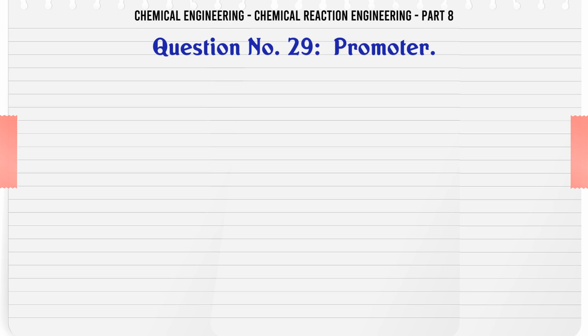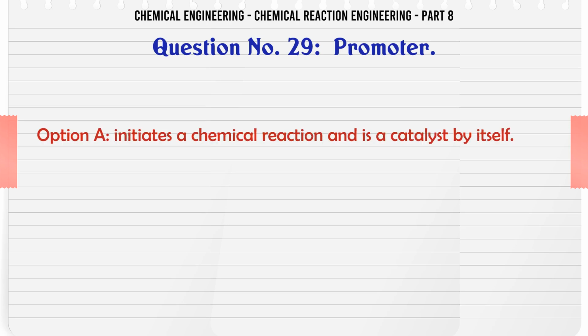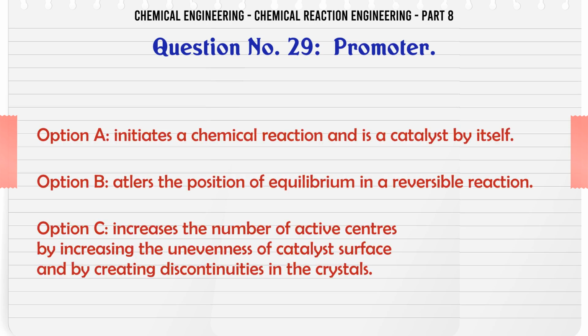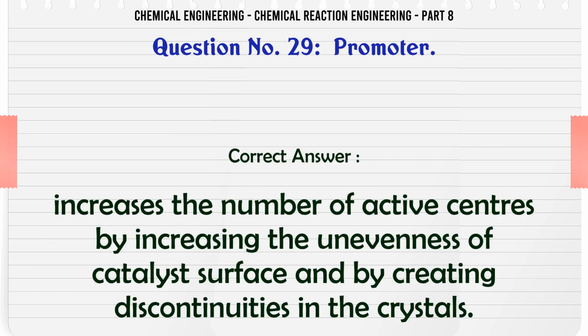Promoter: A. initiates a chemical reaction and is a catalyst by itself. B. Alters the position of equilibrium in a reversible reaction. C. Increases the number of active centers by increasing the unevenness of catalyst surface and by creating discontinuities in the crystals. D. All A, B, and C. The correct answer is C: increases the number of active centers by increasing the unevenness of catalyst surface and by creating discontinuities in the crystals.